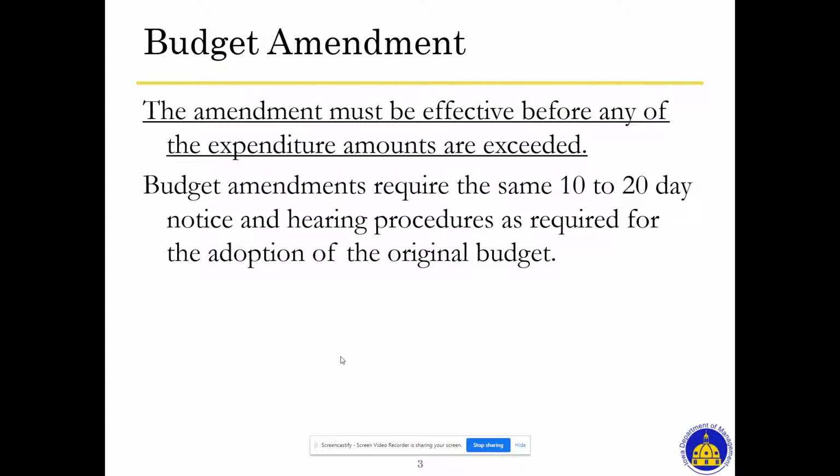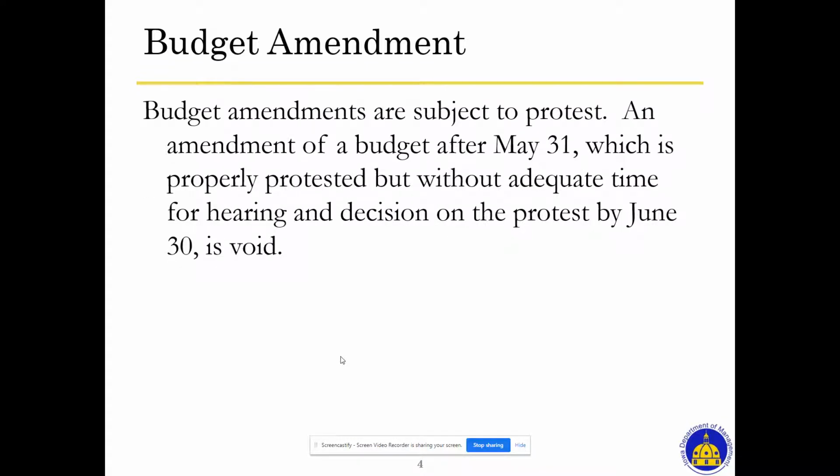So you would go through that same process, prepare a proposed budget amendment, publish that amendment with the notice of public hearing, provide at least 10 and 20 days notice, hold your hearing so you can take any public comment on the amendment itself, and then close your hearing and your board would presumably adopt your budget amendment. Budget amendments are subject to protest.